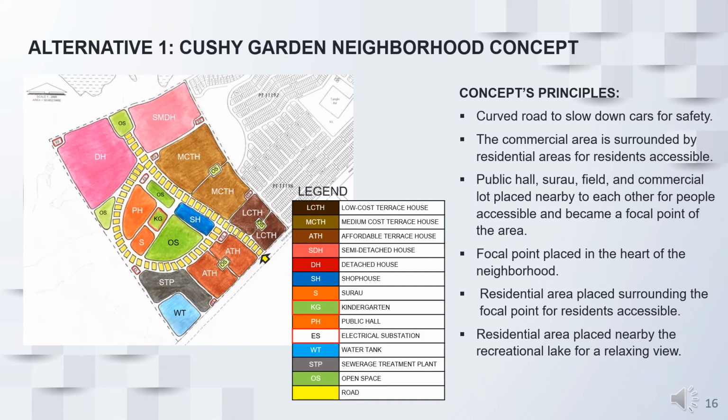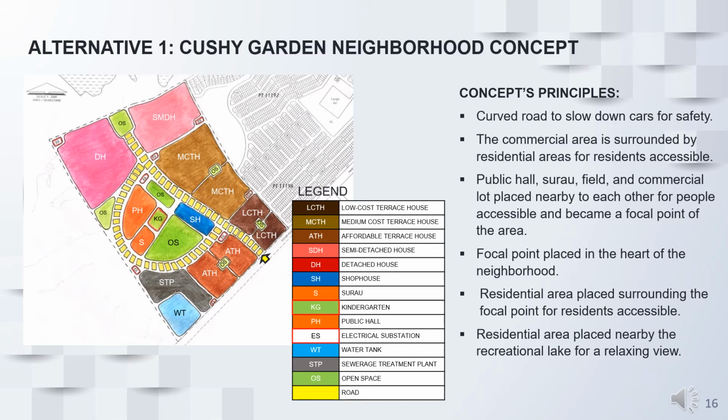Alternative 1, Cushy Garden Neighborhood Concept principles. Curved road to slow down cars for safety. The commercial area is surrounded by residential area for residents' accessibility. Public hall, surau, field, and commercial lot are placed nearby to each other for accessibility and to become a focal point of the area.